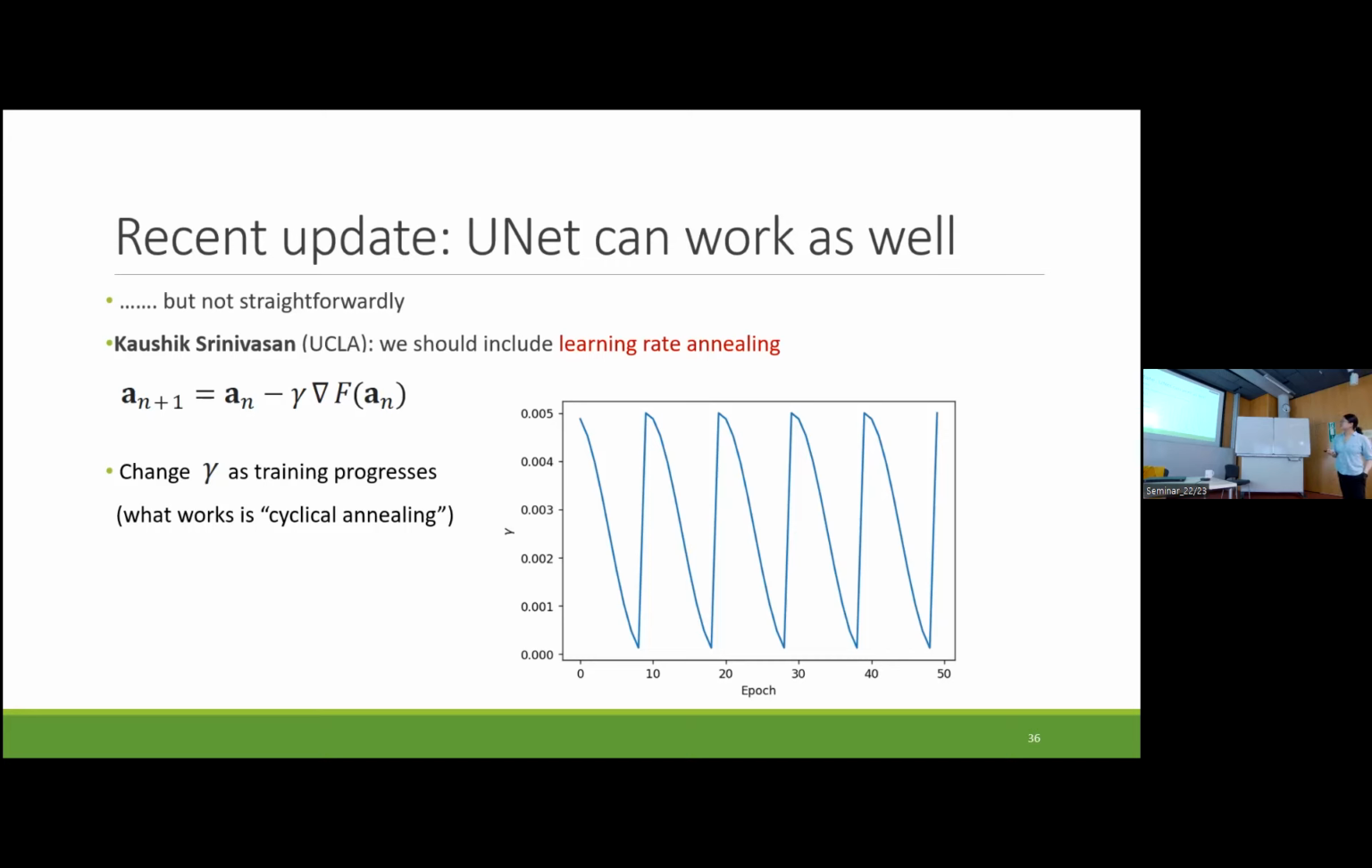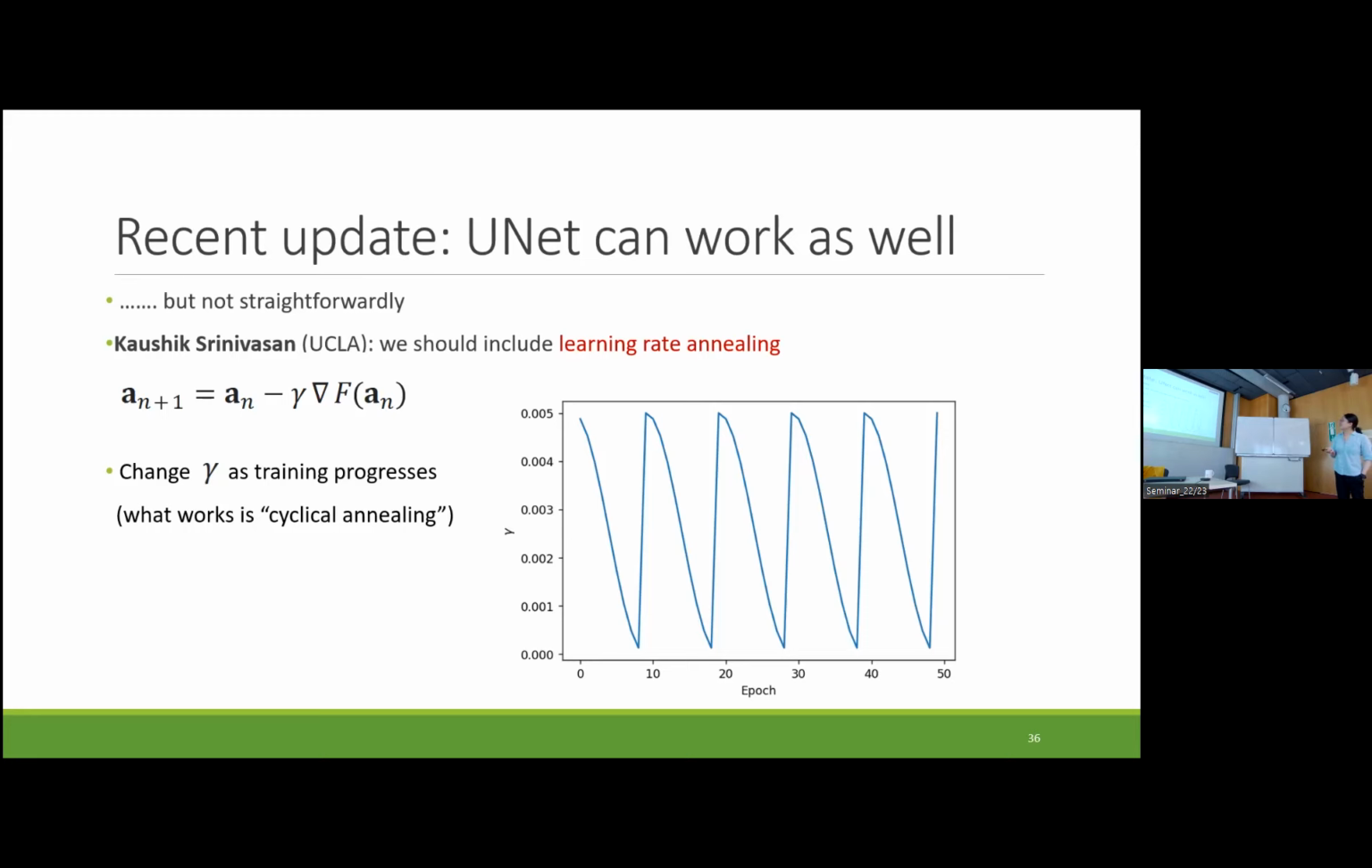So as the training proceeds, and here the horizontal axis is the epoch, which denotes how much the training has gone through the data, the learning rate is set to behave like this. It has a periodic behavior. It decreases first and then suddenly increases back and then decreases again.